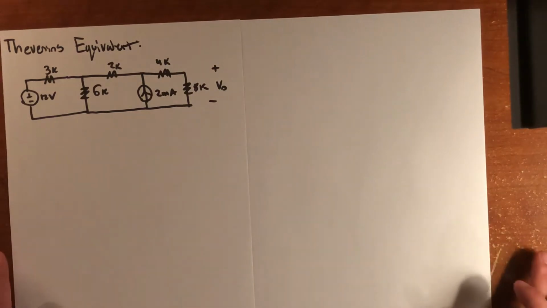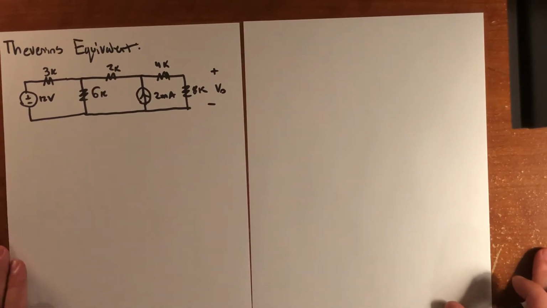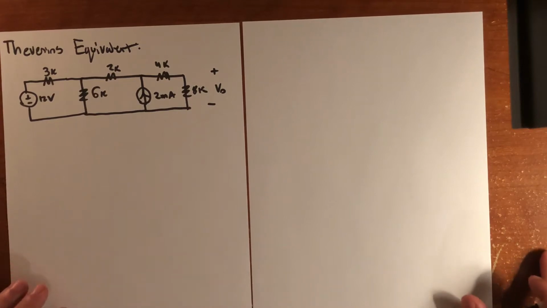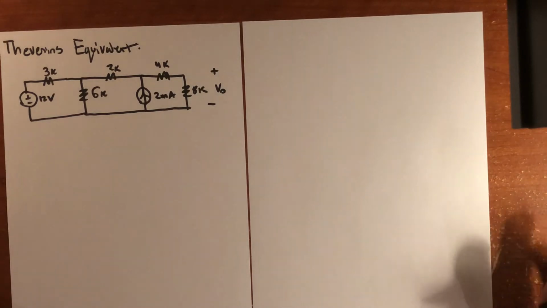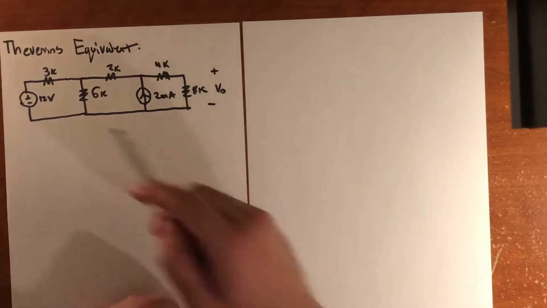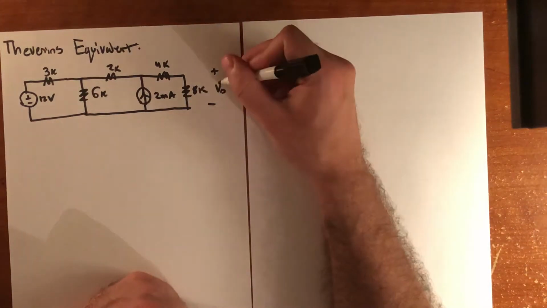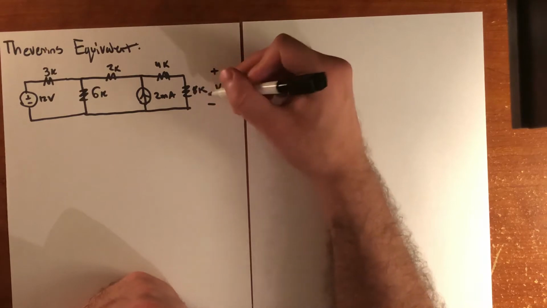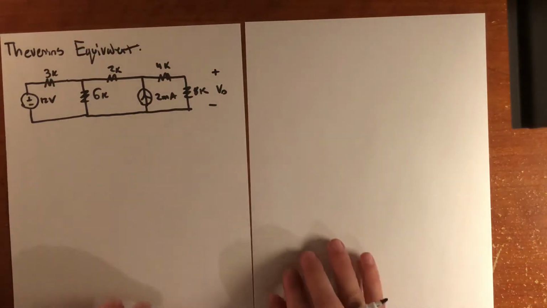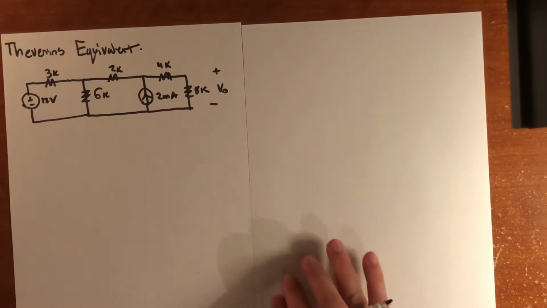Hi guys. Today we're going to be looking at Thevenin's equivalent. This is just another way to simplify a circuit and replace the entire network load by an equivalent circuit that contains an independent voltage source in series with a resistor. So for this circuit right here, we want to find the output voltage across the 8K resistor. So let's go ahead and start.